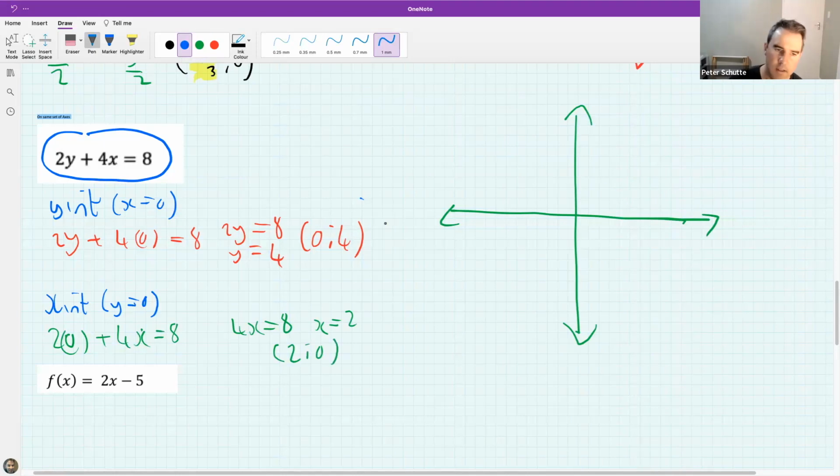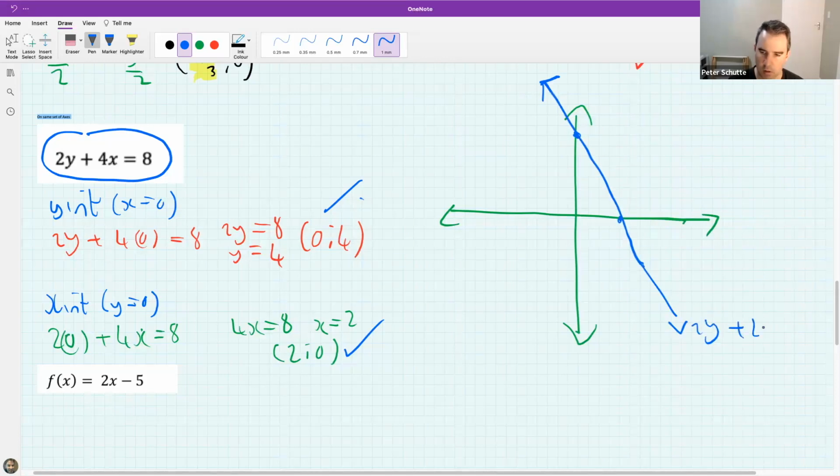Yeah, so you get the y-intercept is 0.4, the x-intercept is 2, 0. Now, what about this function f here? So 0.4. And those who changed this into standard form, that's completely fine.